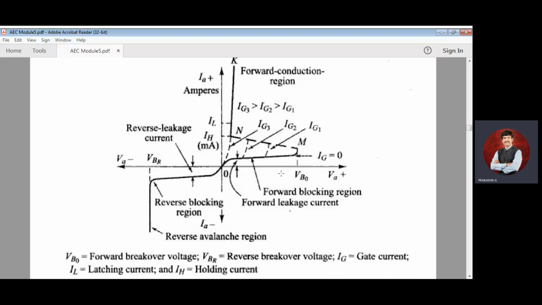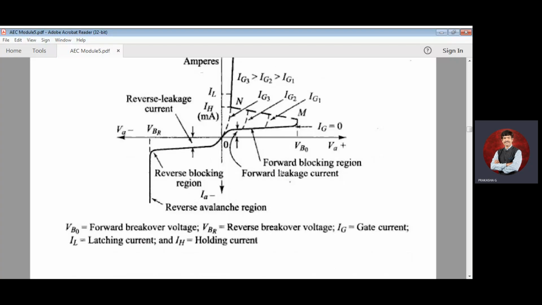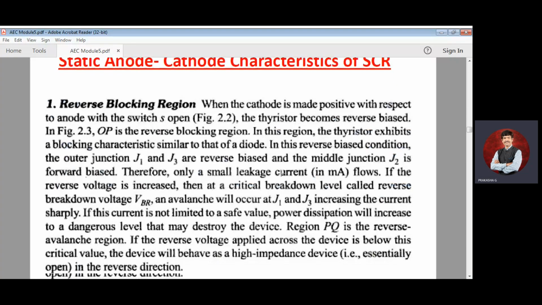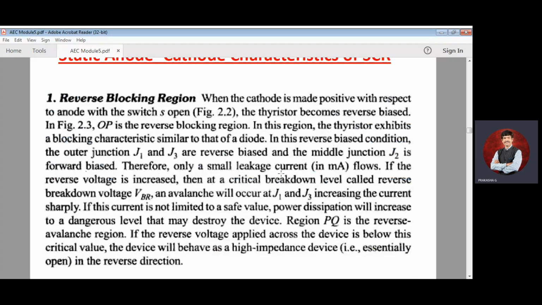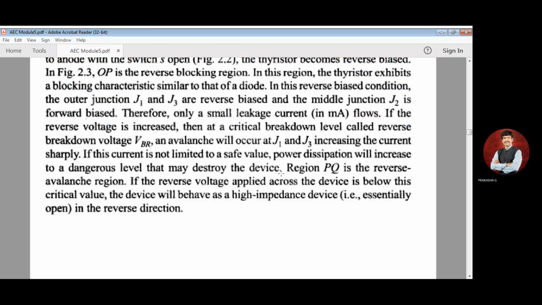VBO, forward breakdown voltage. VBR, reverse breakdown voltage. IG, gate current. IL, latching current. IH, holding current. So here we will find different regions. Reverse blocking region. When you give the reverse voltage, when anode and cathode have been reversed, you are going to get the reverse blocking region.